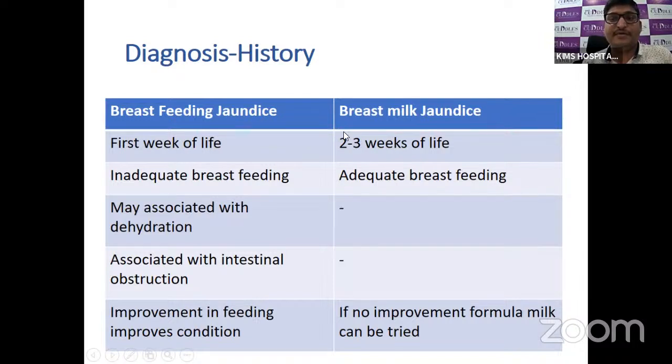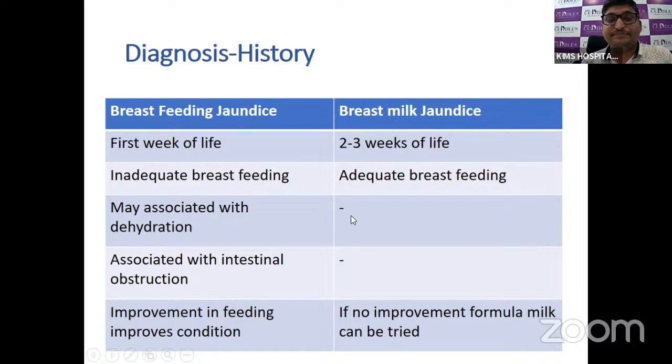Okay, we have seen earlier the physiological jaundice and the causes of pathological jaundice. Breastfeeding jaundice is inadequate breastfeeding jaundice due to decreased breastfeeding. So it is mostly seen in the first week of life. It's due to inadequate breastfeeding, maybe associated with dehydration or intestinal obstruction. It generally improves with feeding.